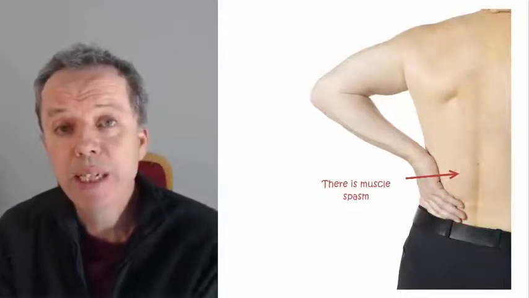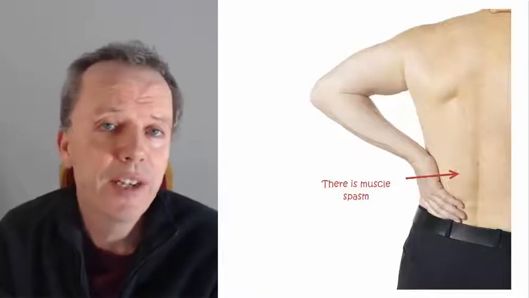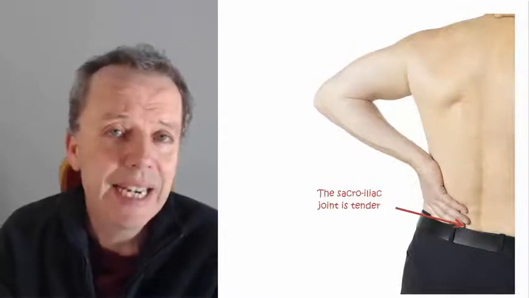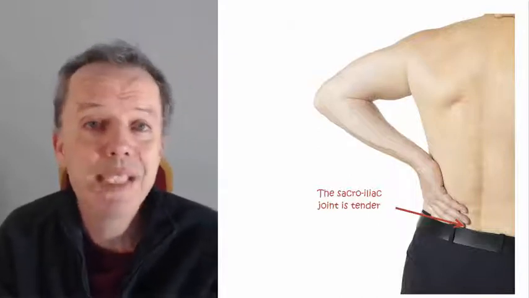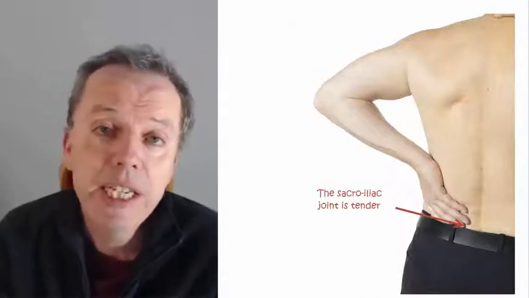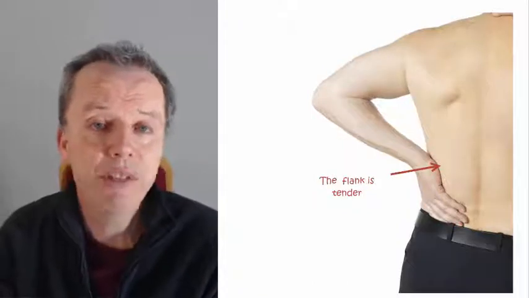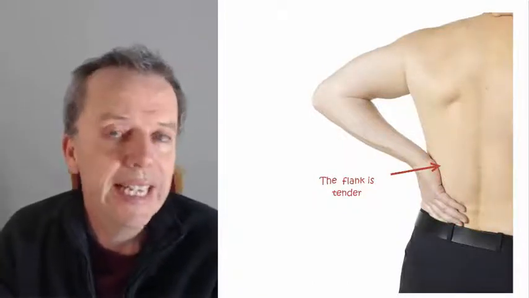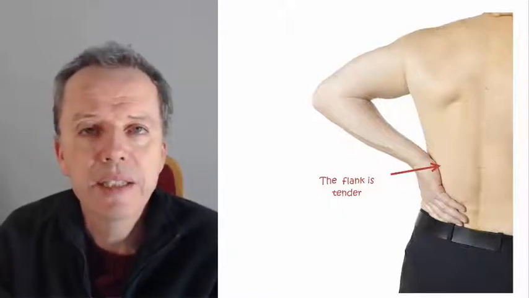But when the chiropractor examines the patient, they find that there's some muscle spasm in the back, that the sacroiliac joint on one side perhaps is quite tender to touch. And when they examine the patient's flank, which is where one of the kidneys is, then they find that that's tender too. So the chiropractor will then do a urine test.